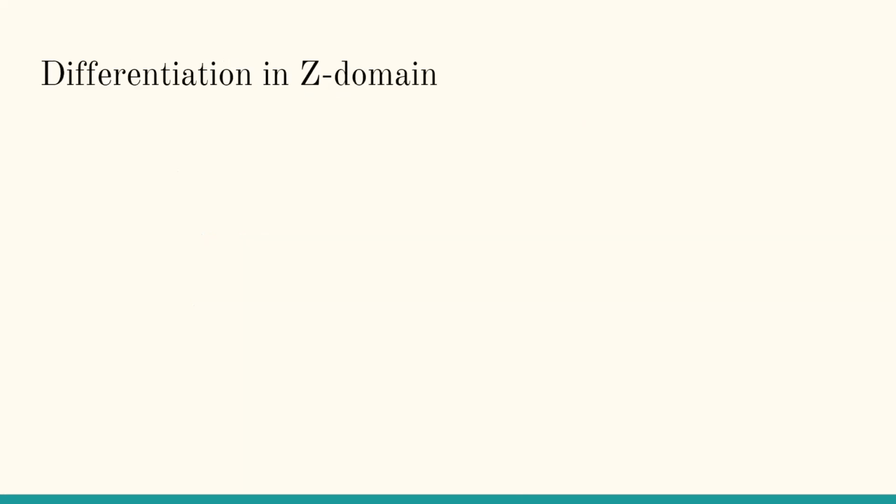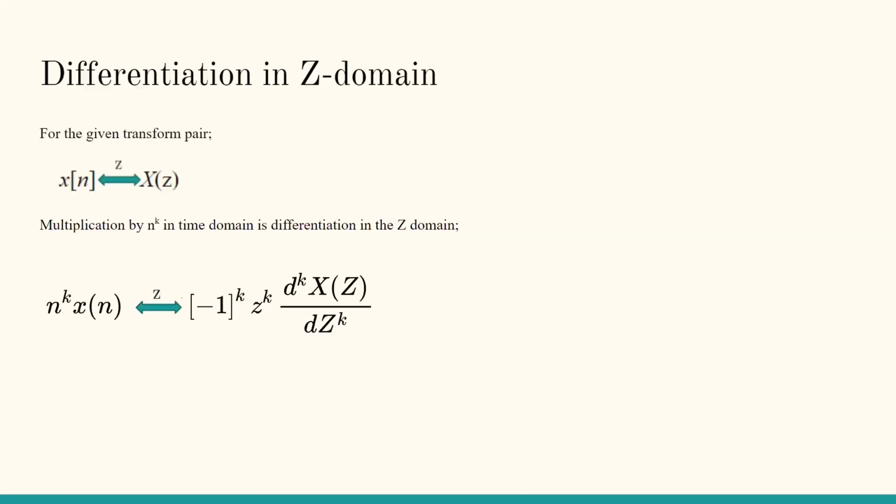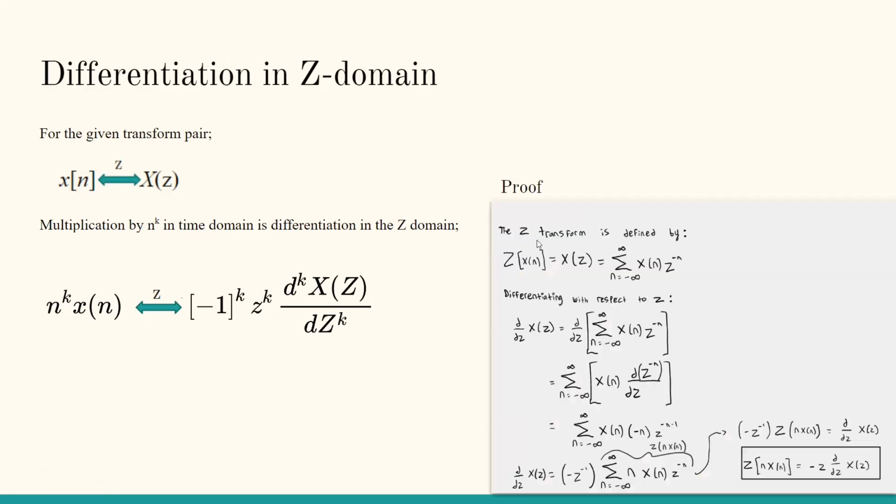Our differentiation in the z domain states that if we take the derivative of our z transform in the z domain, it's the same as multiplying our time domain signal by n to the power of k, where k is representative of our order of differentiation. And we can prove that by actually taking the derivative and coming to that conclusion.